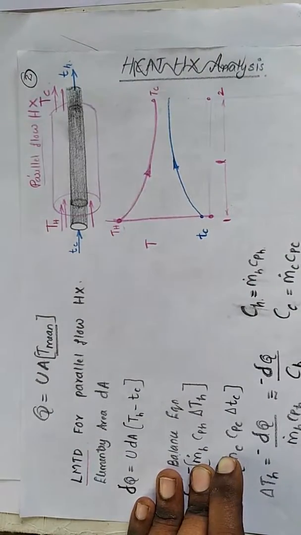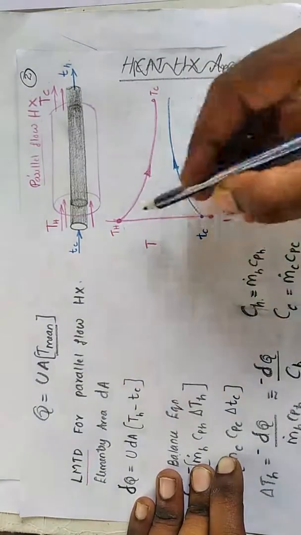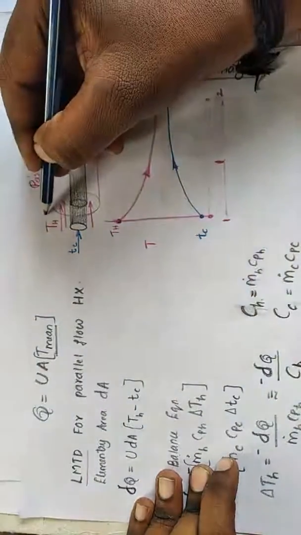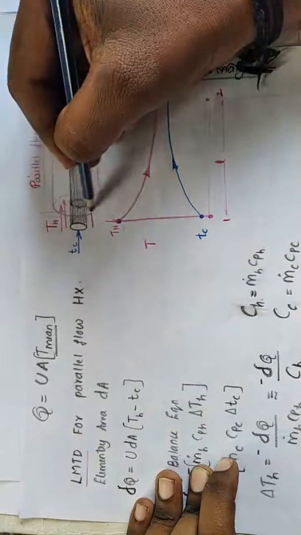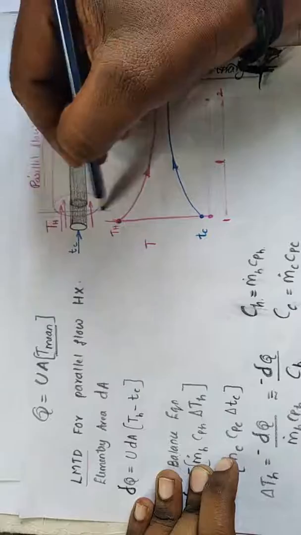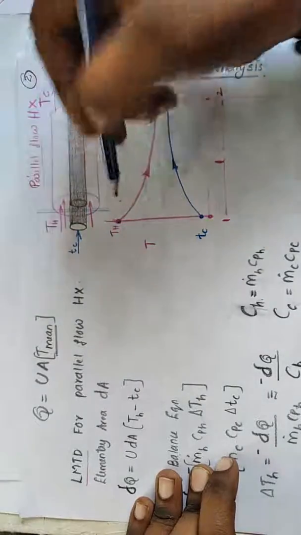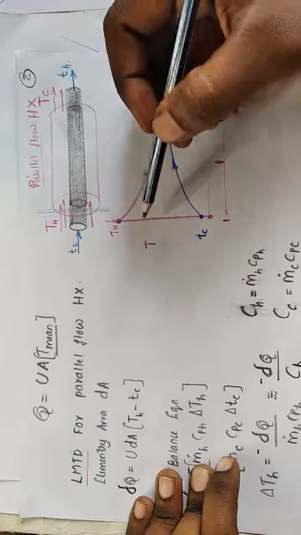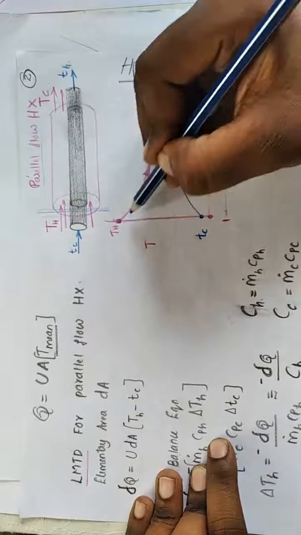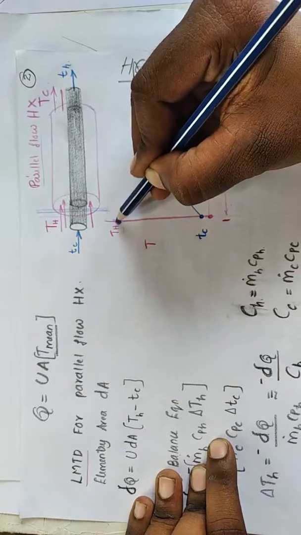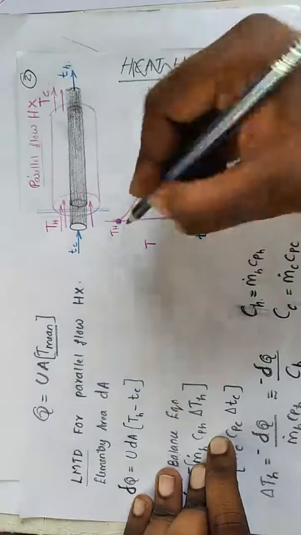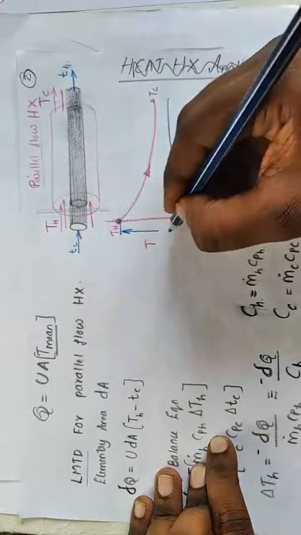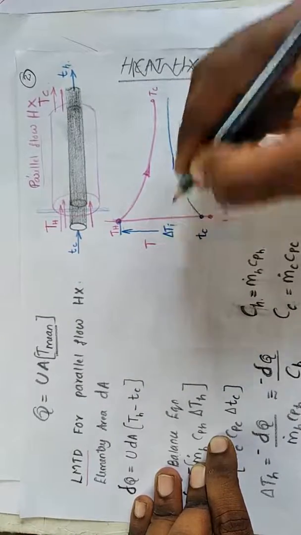Now we are going to analyze that. Suppose here at the inlet side you can see the temperature difference. If I take this as a particular position of the heat exchanger, here at this inlet side you can see the delta T, the temperature difference. For analyzing it, that means the high temperature of the hot fluid and the low temperature of the cold fluid. Now the temperature difference is delta T. This is the delta T at inlet.